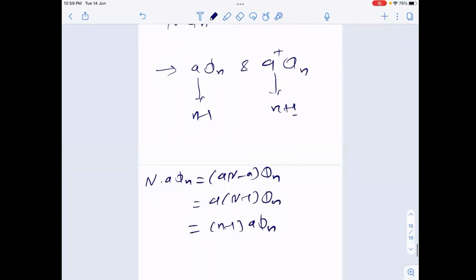That means a reduces the state to n minus 1, and a dagger increases the state to n plus 1. That means a and a dagger are my ladder operators. One is raising the level, another is lowering the level. So in other terms, we call them creation and annihilation operators. They are either adding a phonon or removing a phonon.